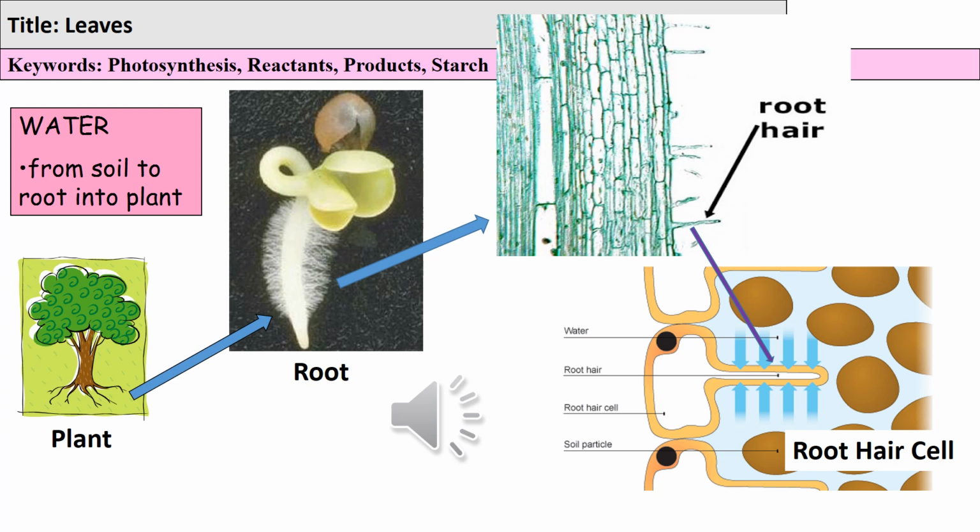to all the parts of the plant, all the leaves, and then eventually evaporates out the top of the tree. As it evaporates, exactly like a straw, that will suck up more and more water from the root via the root hair and then via the root hair cell. So write down how water gets into the plant.